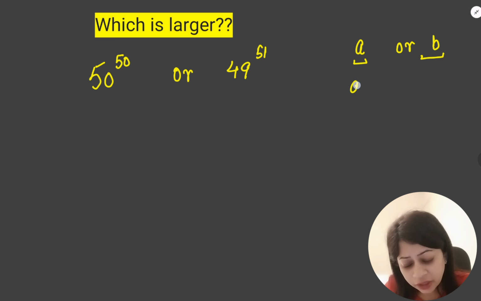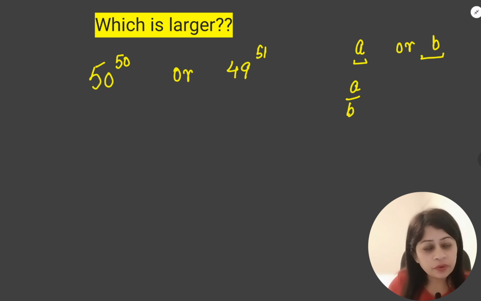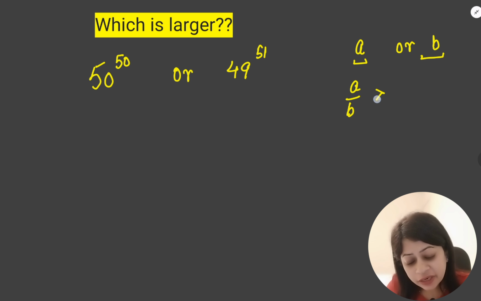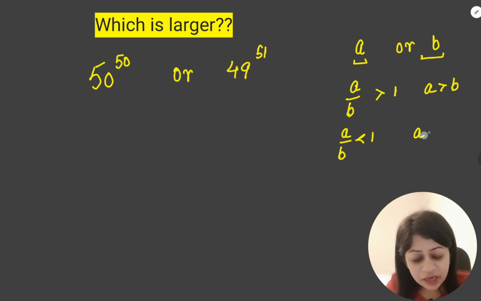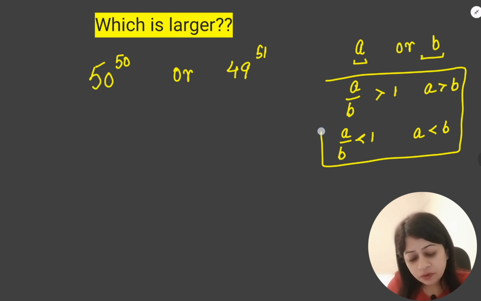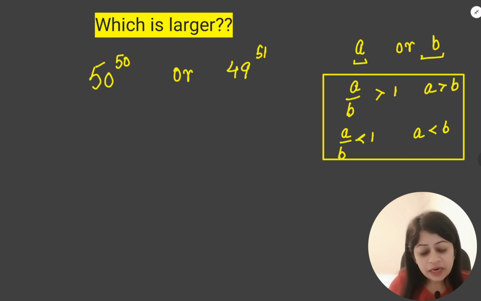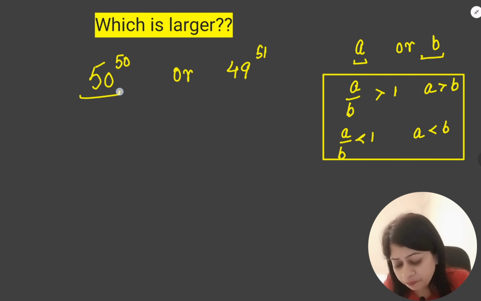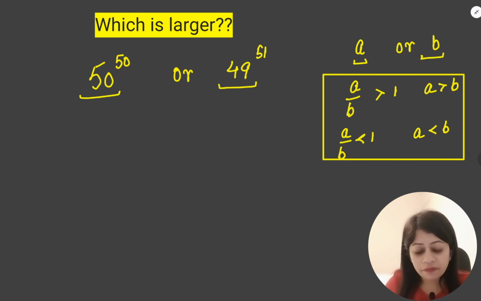You need to find A by B. Divide A by B. If you get something greater than 1, then you will say A is greater than B. But if you get A by B is less than 1, then you will say A is less than B. Now in our question we have 50 raised to power 50 and 49 raised to power 51.